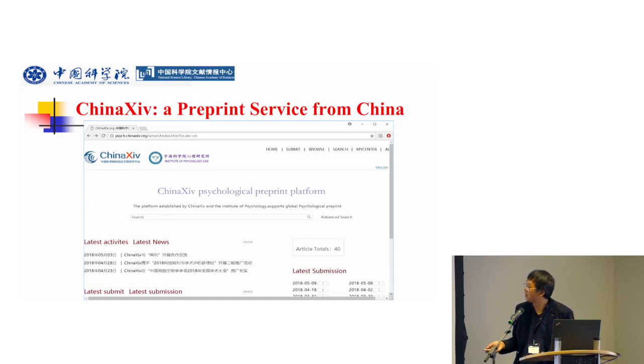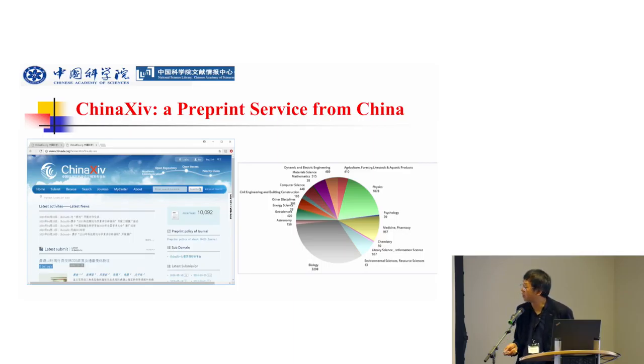This is an example: we're working with the Institute of Psychology of the Chinese Academy of Sciences to build a psychology preprint platform for this institute. And till now we have about 10,000 paper manuscripts submitted, mainly in physics, biology, and so on.